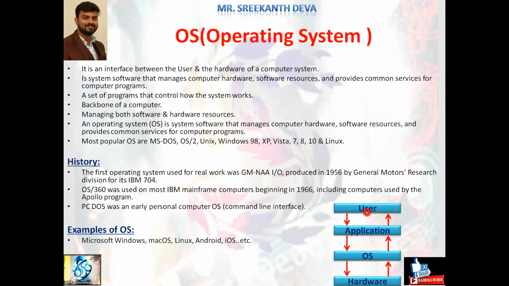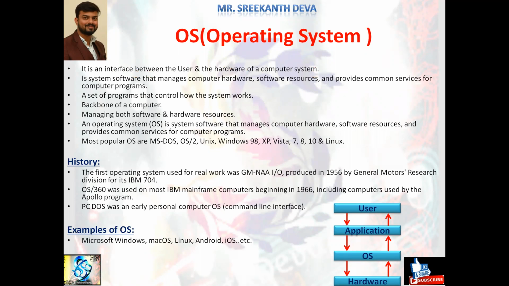Then how is this user going to interact with this hardware? See, here we require one software. That software is called system software. The best example is called operating system. See, operating system is nothing but it provides an interface between the user and the hardware of the computer system.